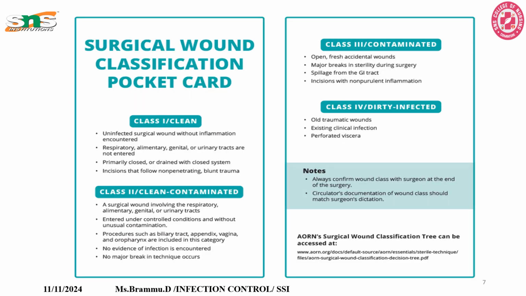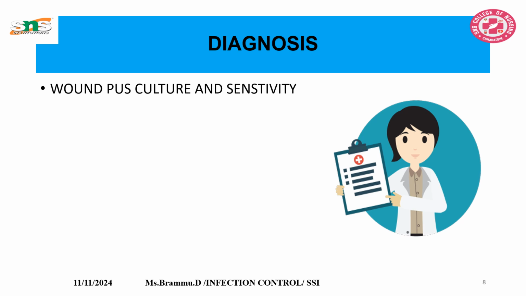So surgical wound is classified as class 1, 2, 3 and 4. Class 1 comes under clean, 2 under clean contaminated, 3 would be contaminated, and 4 would be dirty infected. This is according to the AORN classification of surgical wounds. To diagnose, we can take the wound culture and send wound pus for culture and sensitivity.